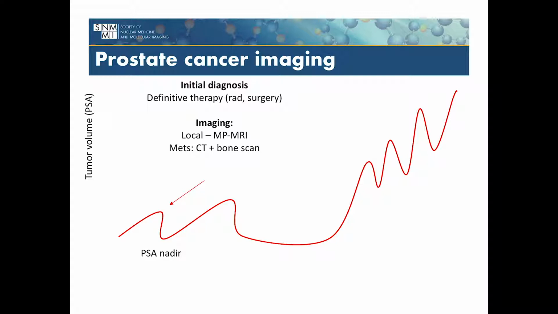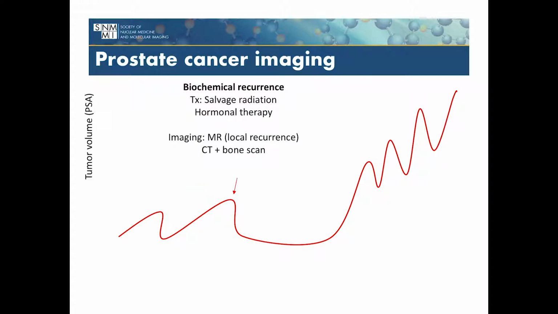And at that stage, in that initial high-risk setting, there can be additional information gathered from imaging. Traditionally, this has included CT scan and bone scan. CT scan of the abdomen and pelvis to look for lymph nodes, which is a common area of spread, and bone scan to look at the bones, which is another common area of spread. MRI also can be helpful in some cases, looking at the local extent of disease. After that, many patients will undergo definitive therapy, radiation or surgery, and in most cases will be cured.